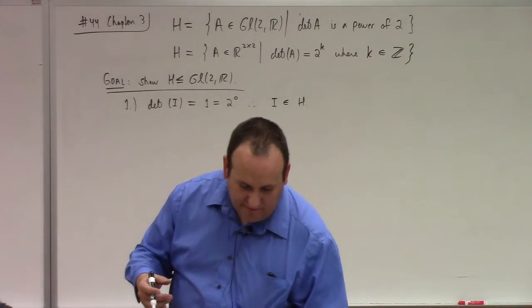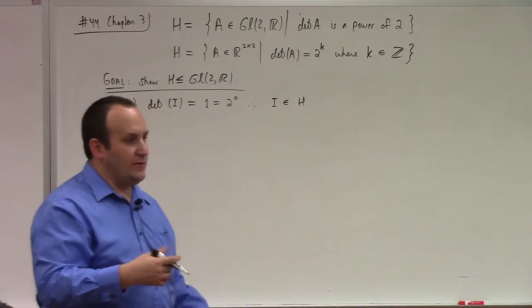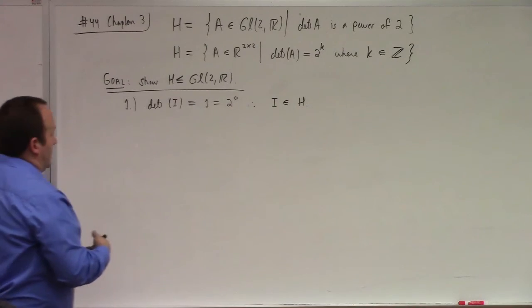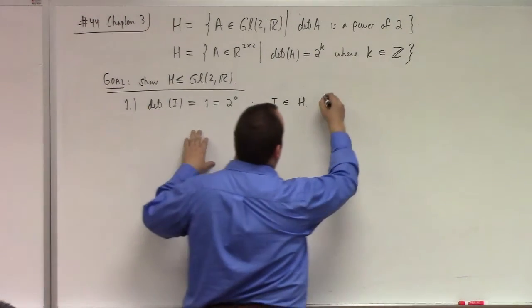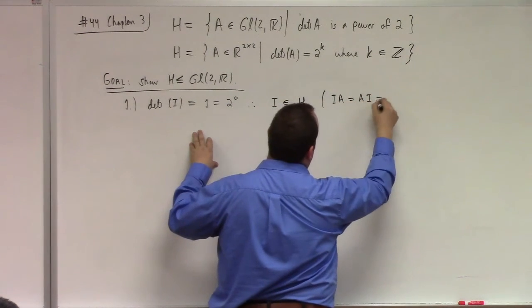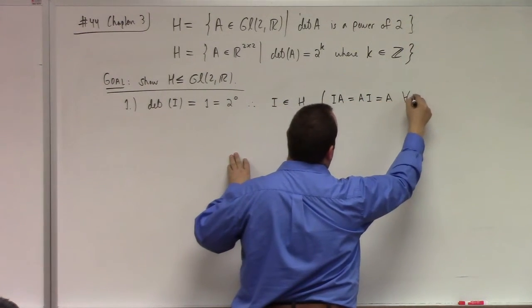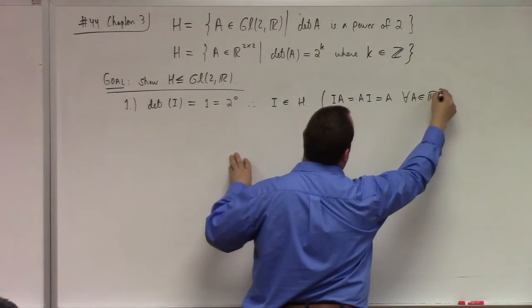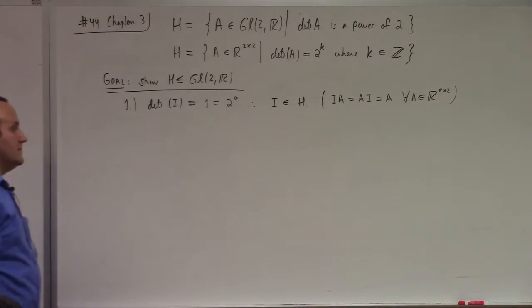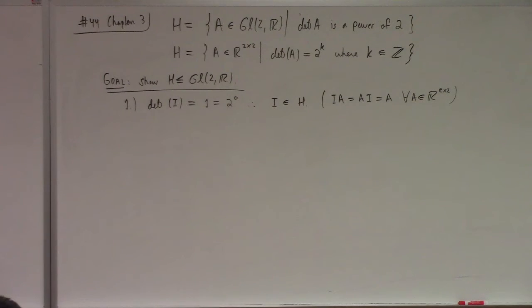In contrast, in number 37 of chapter 2, we were not asked to show that G was a subgroup. It was just a group of 2 by 2 matrices. It was not a subgroup of GL2. But of course, you can easily verify that the identity matrix has I times A equal to A times I, equal to A for all A in R 2 by 2. So certainly it serves as an identity for anything. I don't think that needs to be said here. I think that's clear. So what's next?